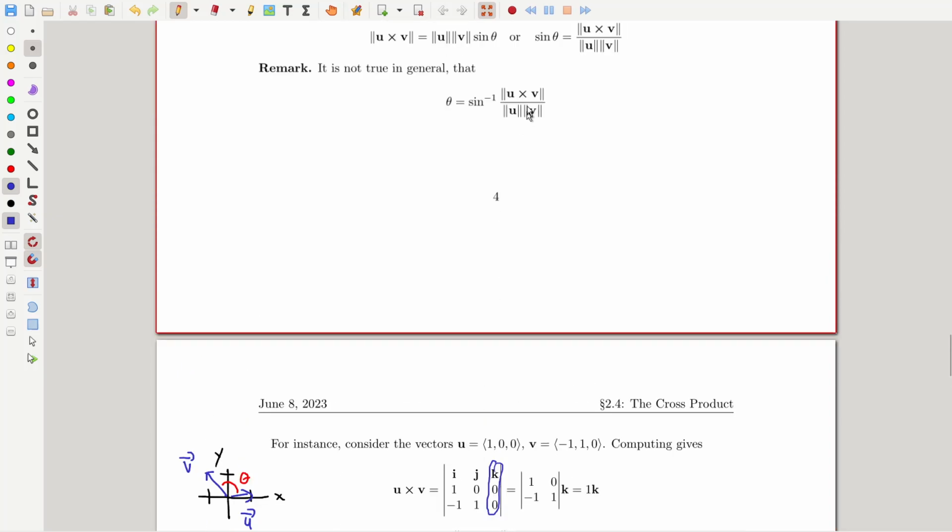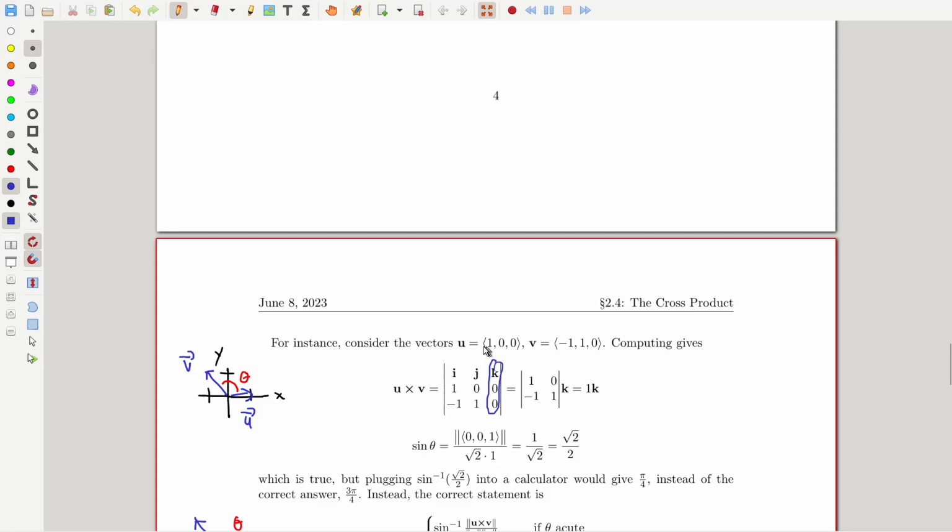And then we also need to compute the magnitudes of u and v. Well, magnitude of u, you can see, is just 1. Magnitude of v is going to be 1 plus 1 in a radical, so we get root 2. So we end up with this calculation, so 1 over root 2, which you can rationalize the denominator to get root 2 over 2. And then if you think about your unit circle, you can recognize that inverse sine of root 2 over 2 is pi over 4. At least that's what the calculator would give you.